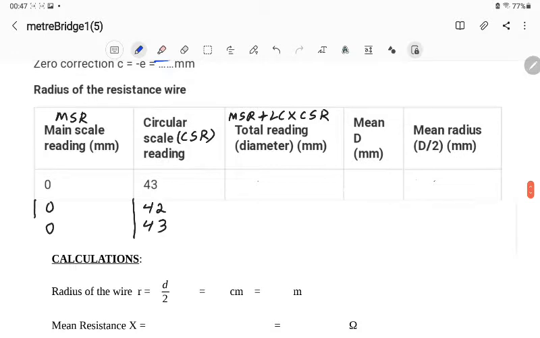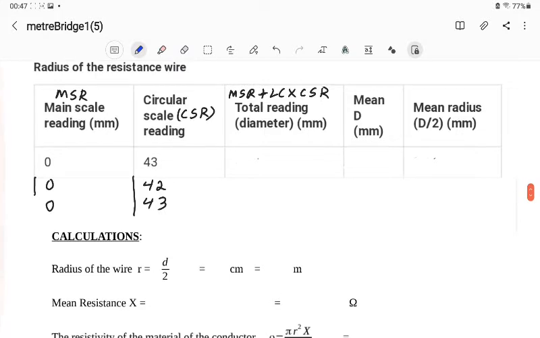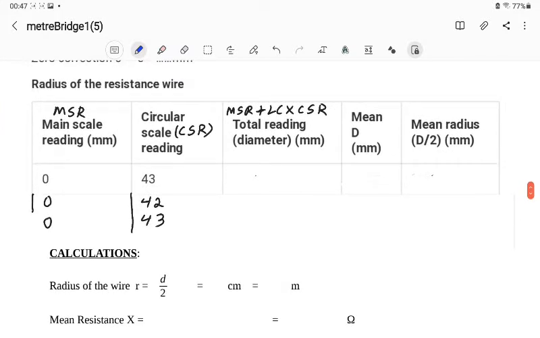So now, how to measure the radius of the wire? You have to take the wire and keep it in the screw gauge, and tighten it, right? You know how to do the screw gauge calculation. So I will just give you the readings only. The main scale reading is 0, 0, 0. So here we have three readings, 1, 2, 3, and the circular scale readings are 43, 42, 43.